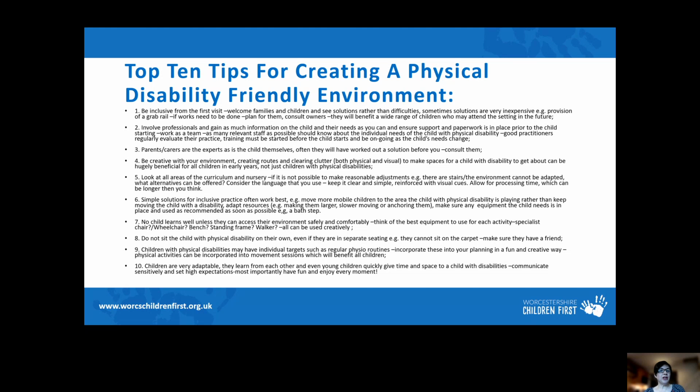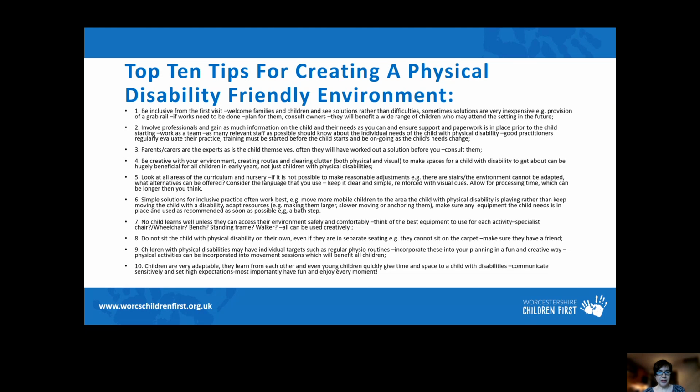Simple solutions for inclusive practice often work best, like moving more mobile children to the area where the child with the physical disabilities is playing, rather than keep moving the child with a disability. Adapt resources, like make them larger, slower moving, or anchoring them on a table can help. Make sure any equipment the child needs is in place and used as recommended as soon as possible, like a simple bath step that can make a child be able to reach a tap. Make sure it's there for whenever they need to use it.